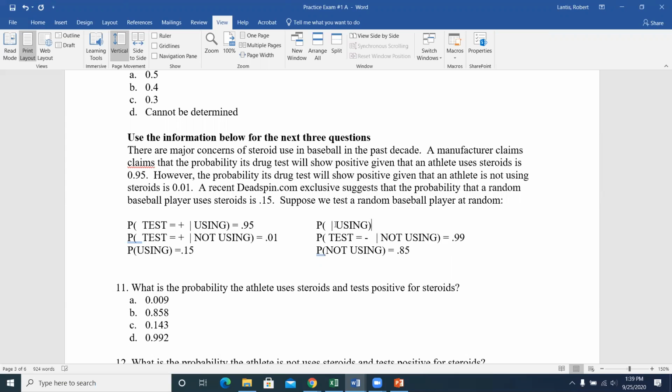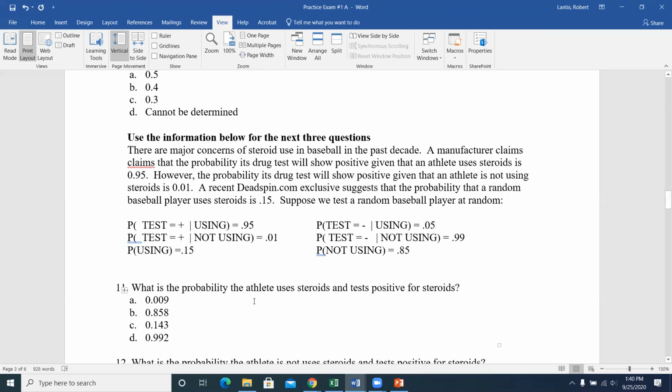If I condition on that the person is using, what's the probability that the test comes back negative? Well, here I was told if they're using, the probability it's positive is 0.95. So if they're using, the probability that the test comes back negative would just be 0.05, right? Now I know for the next 3 problems, I have all the information I could ever need, so I didn't necessarily have to get these.